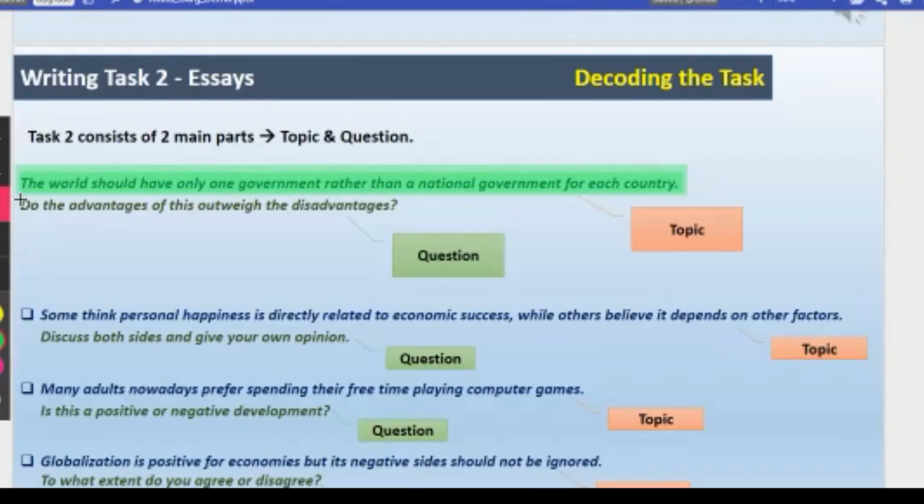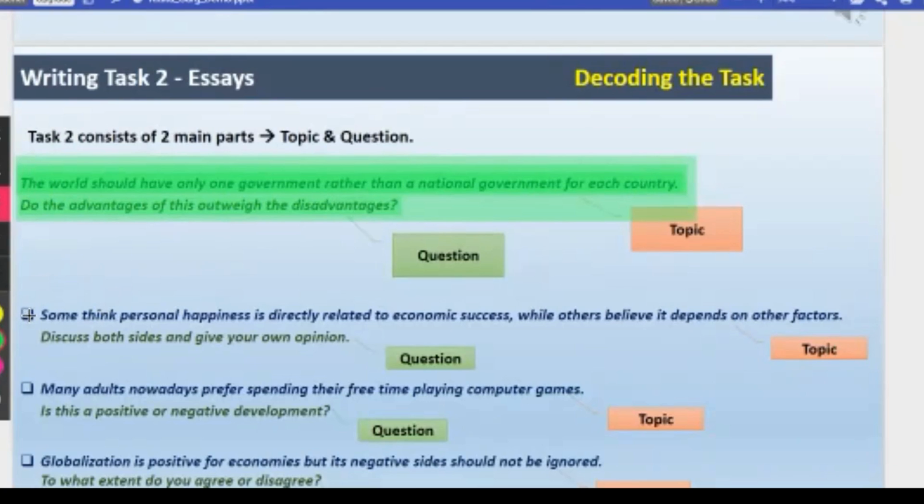Now what they want you to discuss, how they want you to discuss it, they want to know whether this suggestion, if accepted, will lead to more positives rather than negatives. So this is your question. So this is how you need to break down your task in your examination. The world should have one government, this is your topic, and do the advantages of this outweigh the disadvantages? This is your question. We have some more examples.